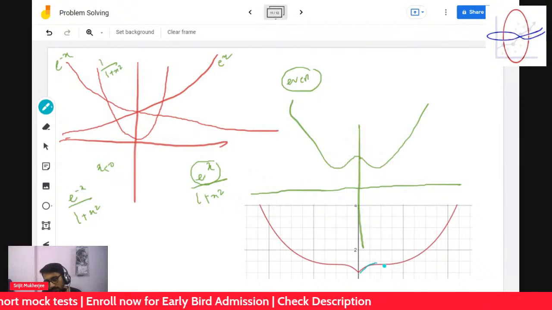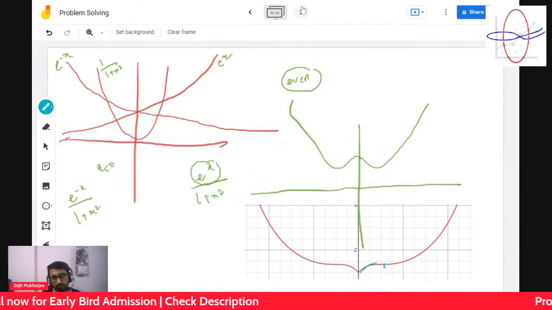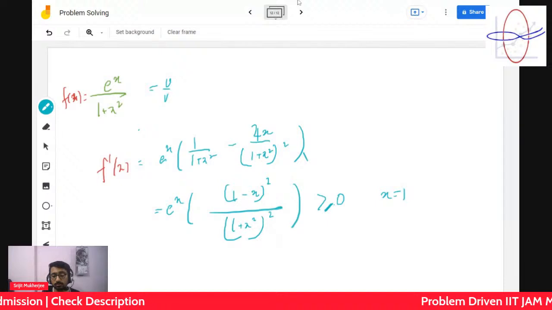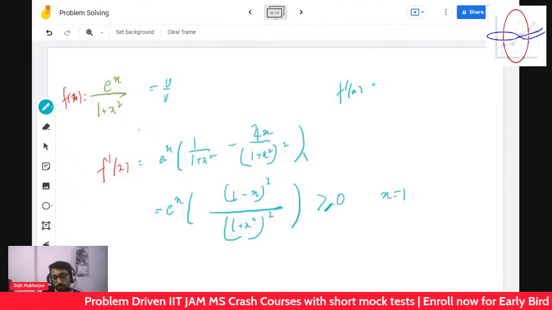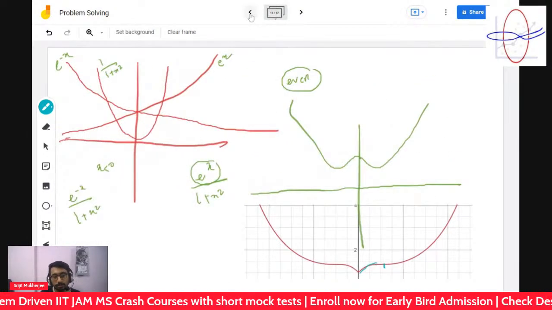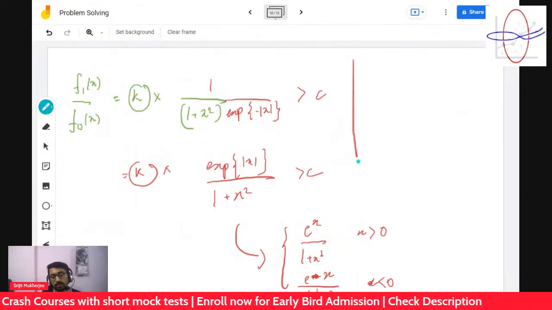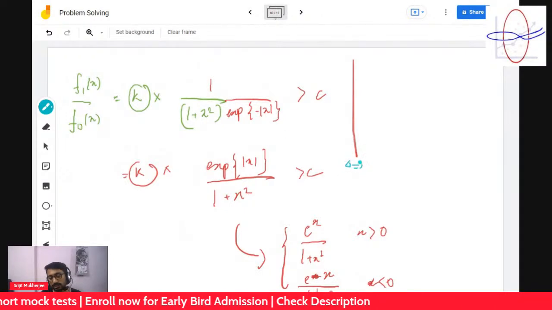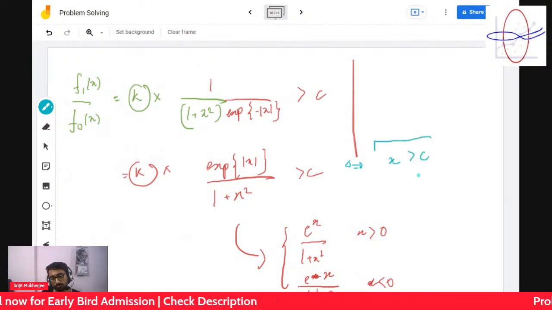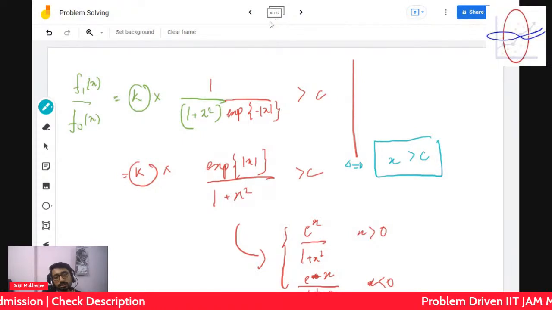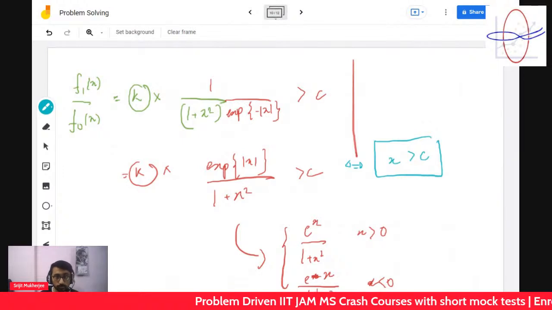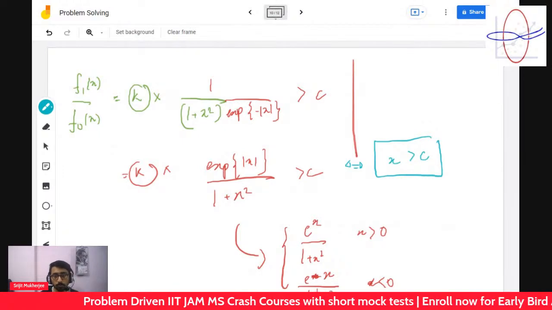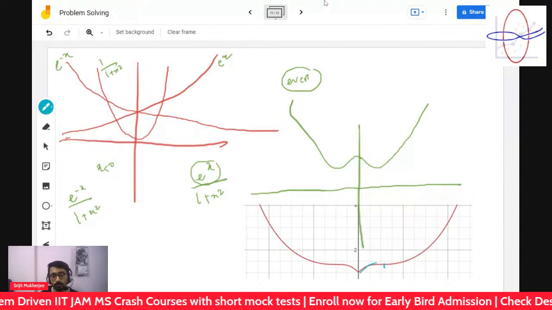And at x equal to 1, the point of inflection is coming. Did you understand, guys? How beautiful the problem is? Did you understand why this is happening? So it's increasing. f dash x is greater than or equal to 0. So therefore, it's a non-decreasing function of x. So this is equivalent to: greater than c if and only if x is greater than c. You see the whole thing, guys? Did you understand, all of you? Did you understand the graph?